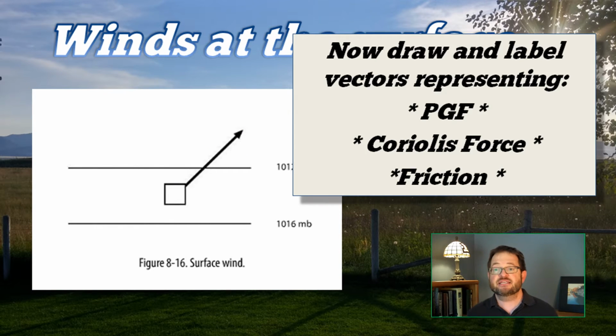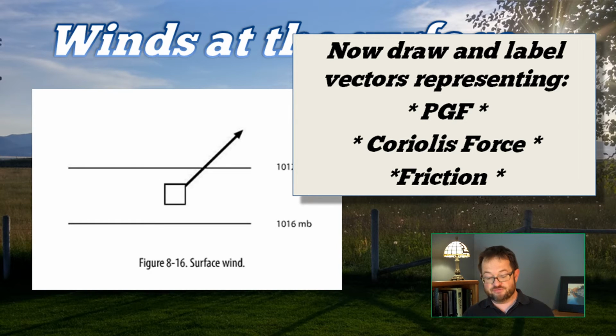Basically what they say is, now draw and label the 3 forces that we've been interested in: pressure gradient force, Coriolis force and friction. Friction we didn't spend any time on. Students generally understand friction is slowing the air down. You draw friction as a vector pointing the opposite direction of the motion. So you're just going to sketch on here 3 little vectors. A pressure gradient force that's pointing perpendicular to the contours from high pressure to low pressure.